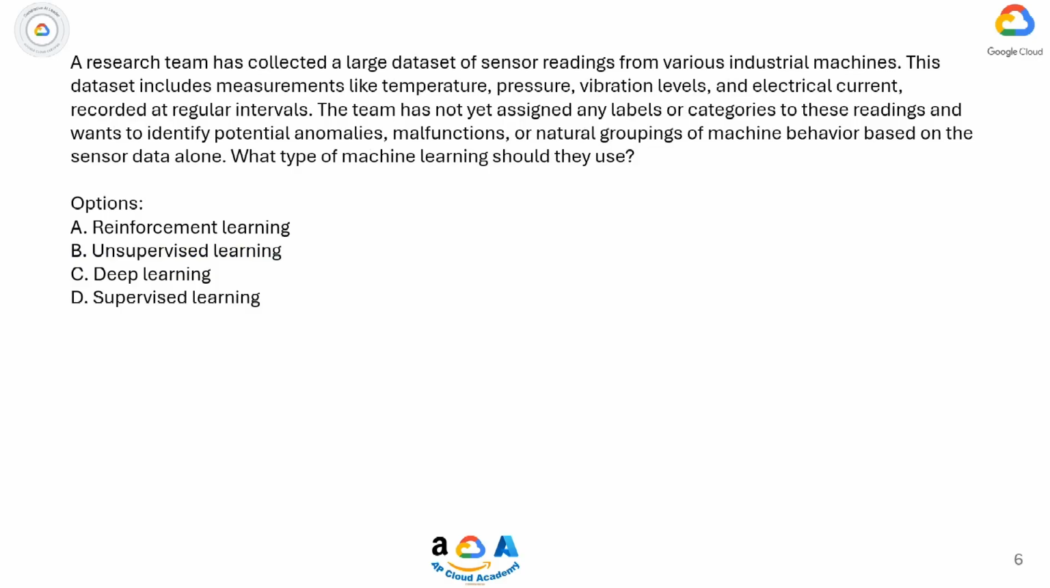A research team has collected a large dataset of sensor readings from various industrial machines. This dataset includes measurements like temperature, pressure, vibration levels, and electrical current, recorded at regular intervals. The team has not yet assigned any labels or categories to these readings and wants to identify potential anomalies, malfunctions, or natural groupings of machine behavior based on the sensor data alone. What type of machine learning should they use?